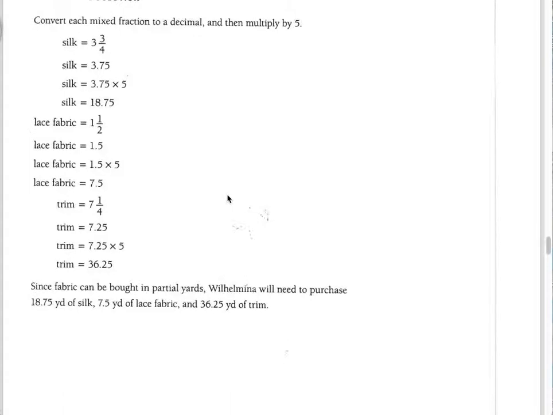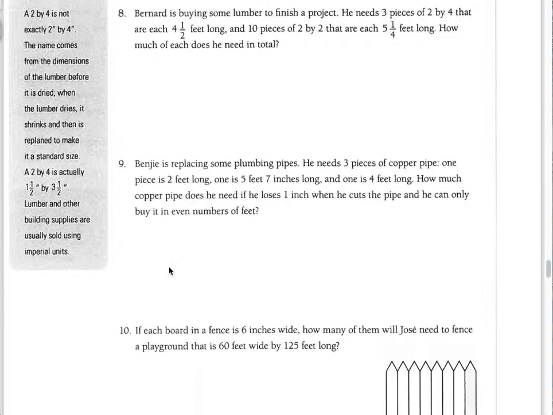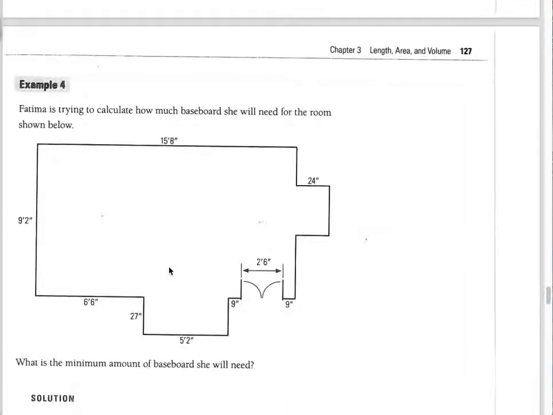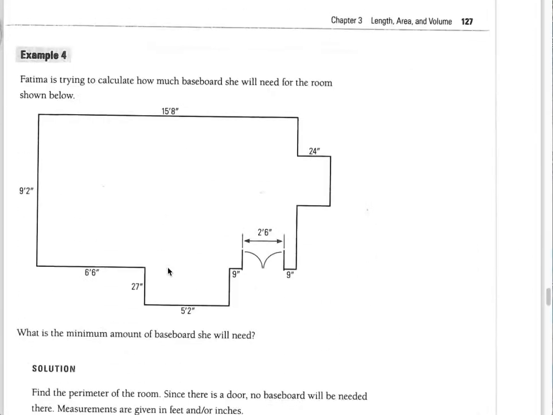An alternative way to deal with this, of course, is to convert to decimals. So 3 3/4 is 3.75, and then multiply by 5, leaving the answer in decimal form, and do that for all three lengths. So you can continue on with the next set of exercises there, up to 10.